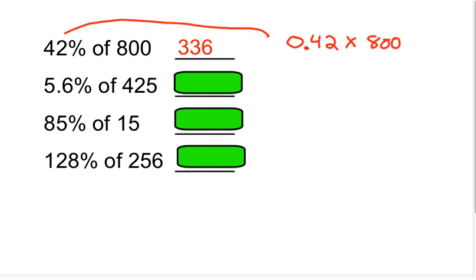336. Okay, our next problem is going to be 5 and 6/10% of 425. So what we'll do is rewrite it as a decimal. Now remember, we're going to move our decimal place over 2 places. So we're going to rewrite it as 56 thousandths, because we're going to move that decimal point 2 places over. All right, and we're going to multiply 56 thousandths times 425.